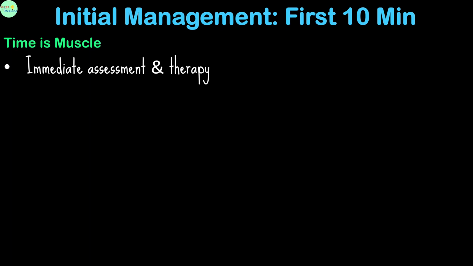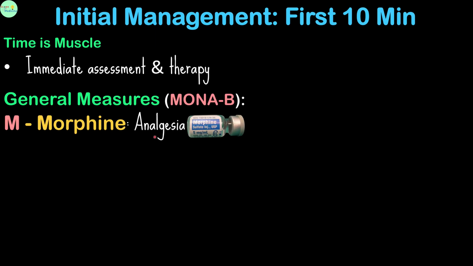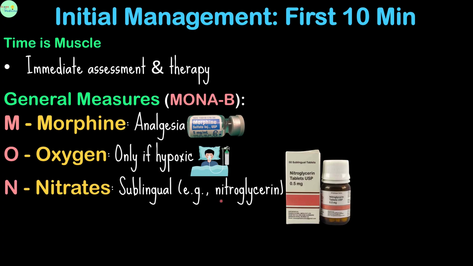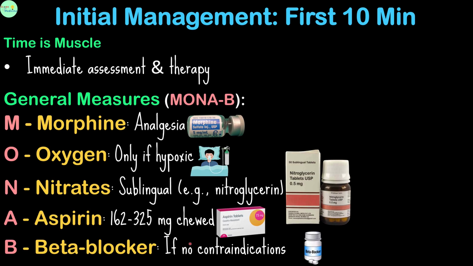Initial management in the first 10 minutes, whether in the emergency department or pre-hospital setting, follows the principle that time is muscle. General measures are often remembered by the mnemonic MONA-B. This stands for morphine for analgesia, oxygen only if the patient is hypoxic, nitrates such as sublingual nitroglycerin, aspirin 162 to 325 milligrams to be chewed, and a beta blocker if there are no contraindications like heart failure or bradycardia.